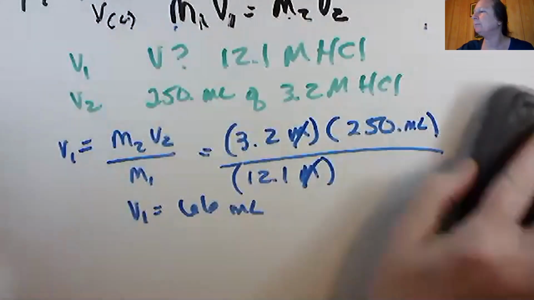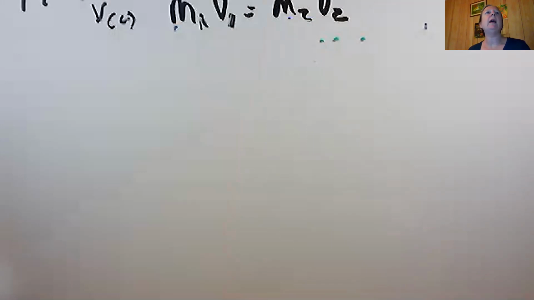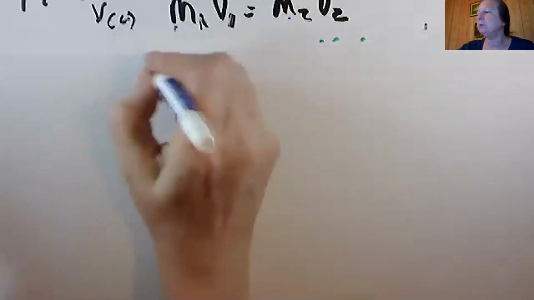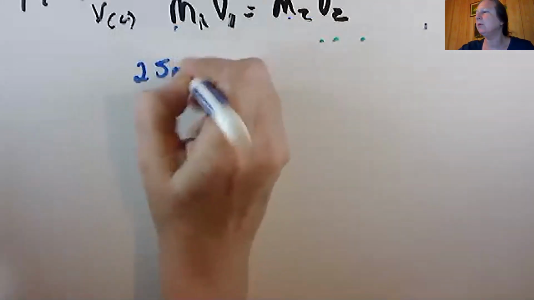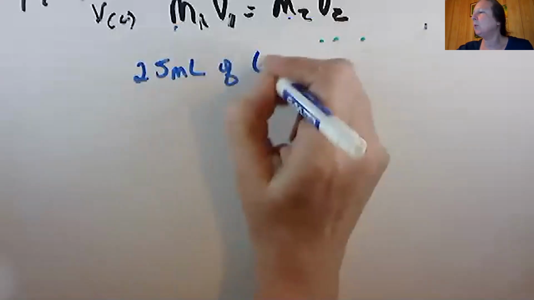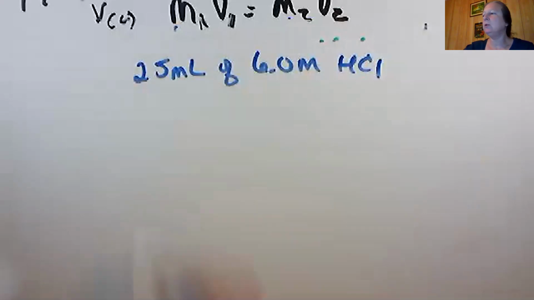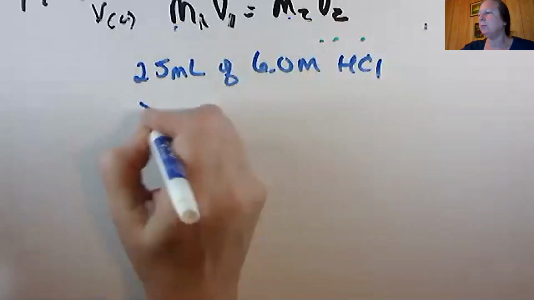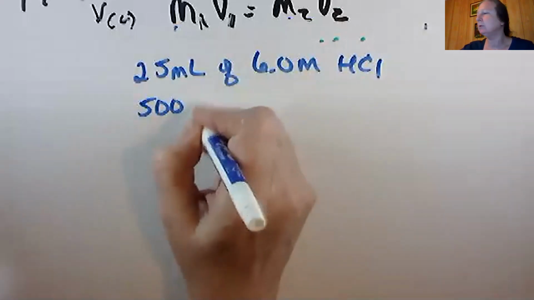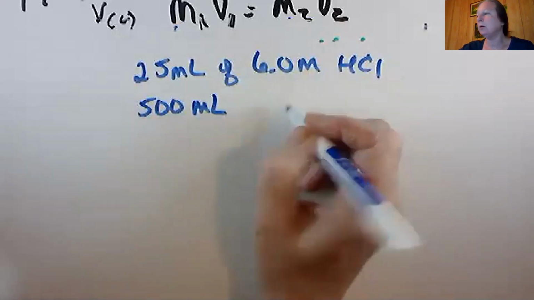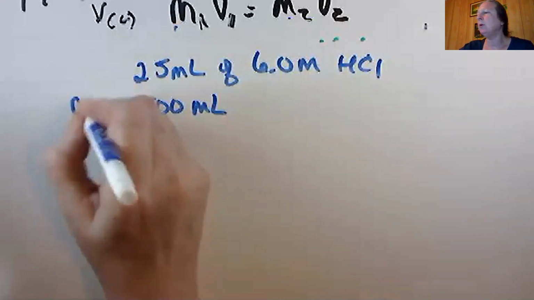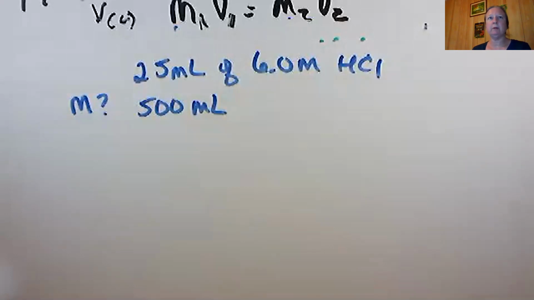Okay, next one. So what do we have? We have 25 mils of 6.0 molar HCl. It's diluted, so we have a new volume of 500 mils with water. So this time we're going to be asking for what is my molarity?